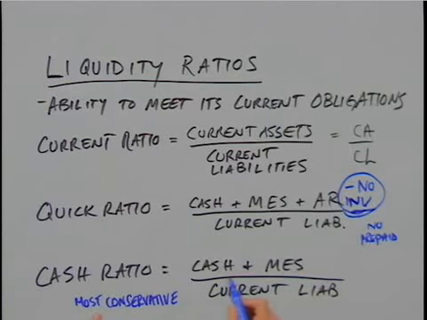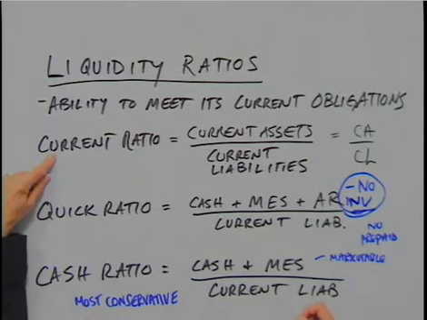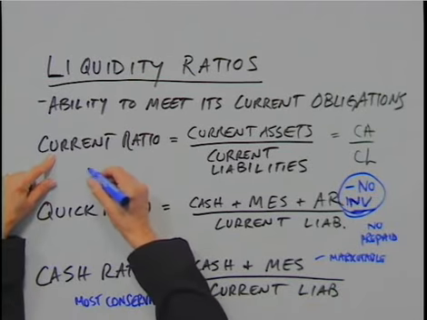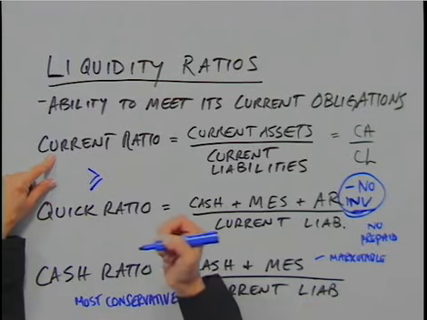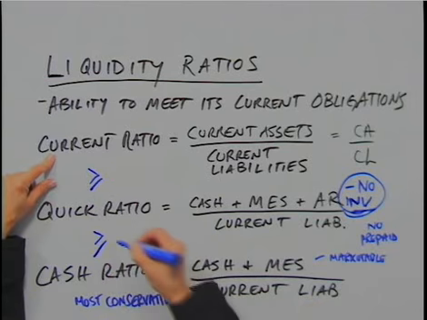This would be considered the most conservative, and the numerator simply includes cash and marketable securities. So they have to be marketable securities to be considered liquid. By far the most common that you will see is the current ratio. Obviously, the current ratio must be greater than or equal to the quick ratio, which again is greater than or equal to the cash ratio.